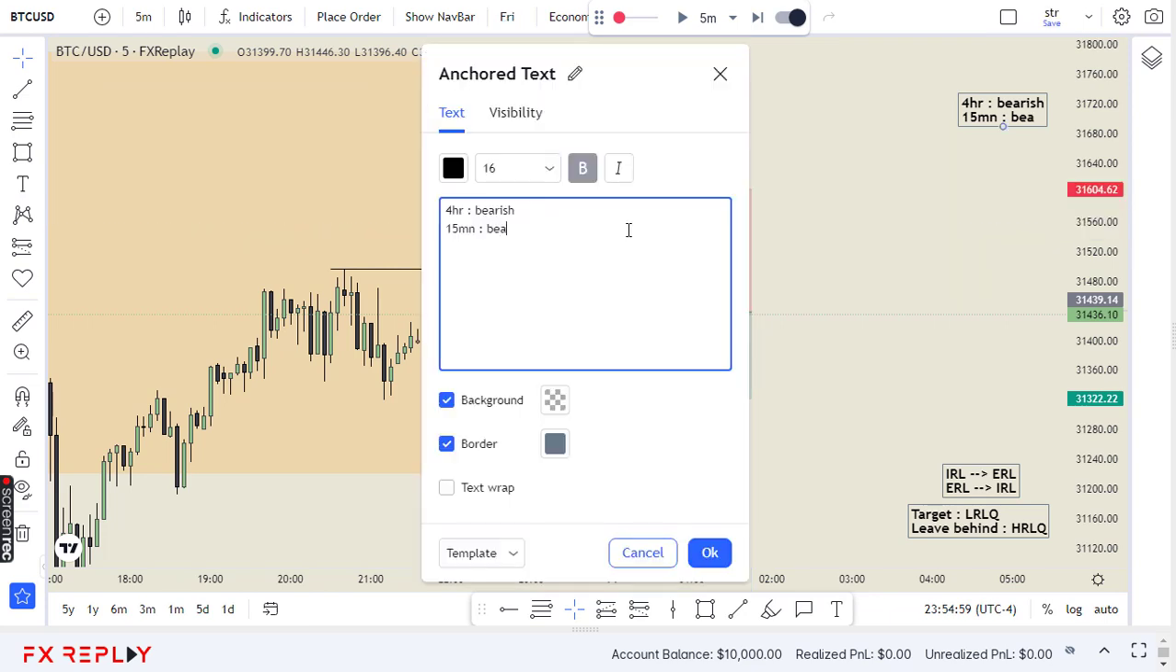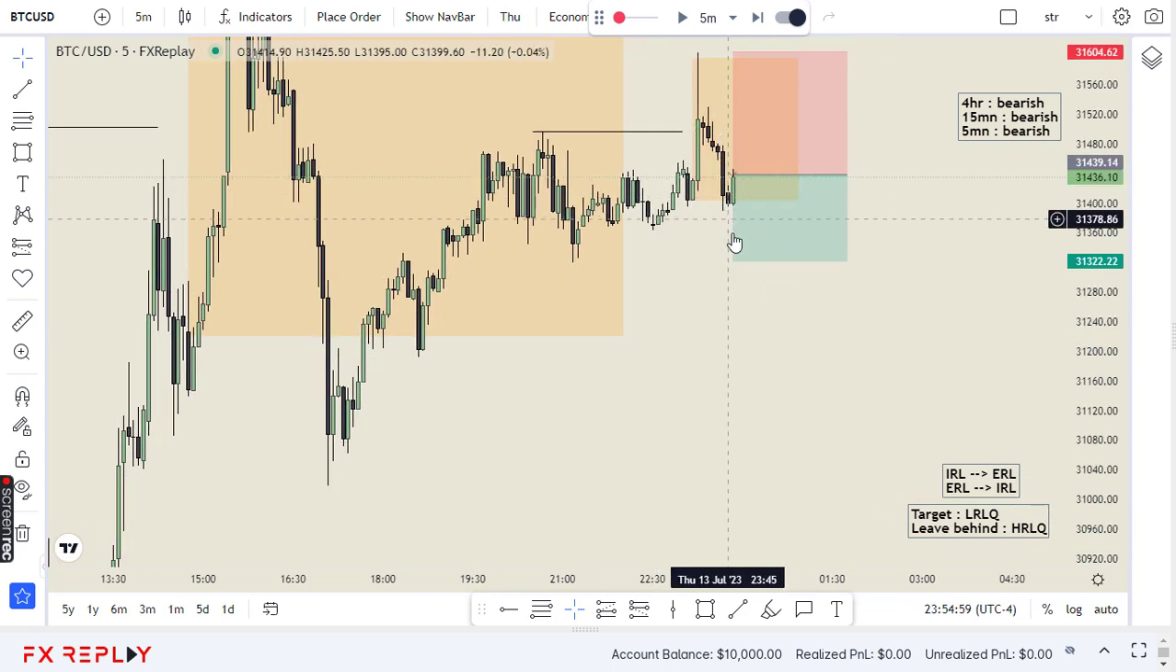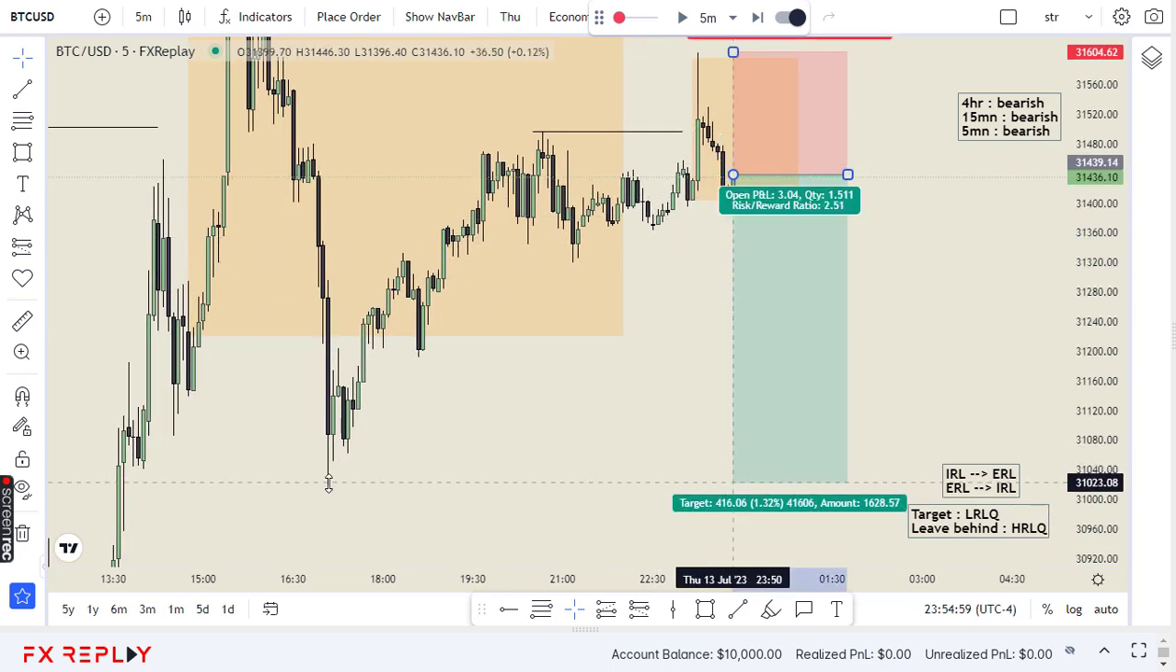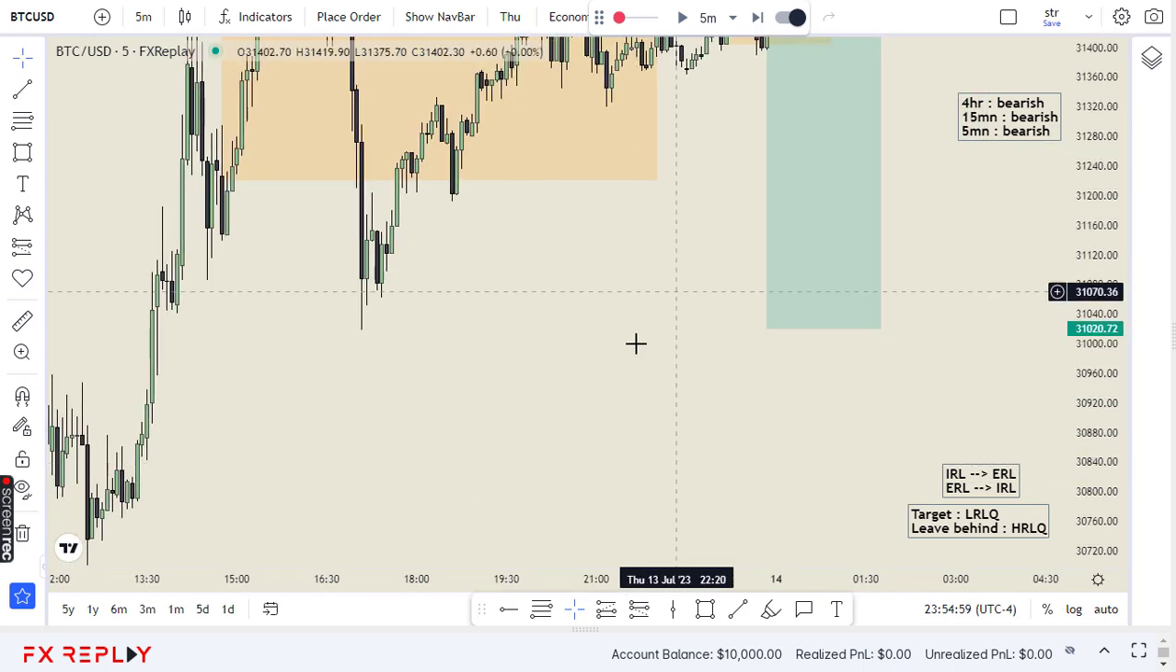We have all time frames aligned with each other and pointing lower. So now you can enter here and your next target, this is the low hanging fruit, and you can even target all these field swings right here. Now let's see what happens.